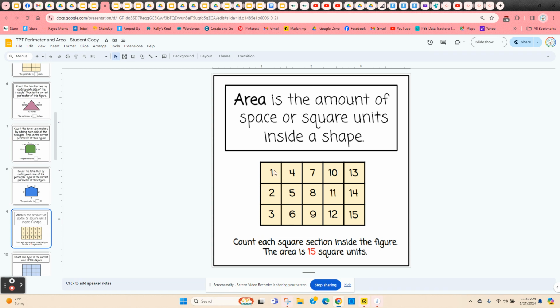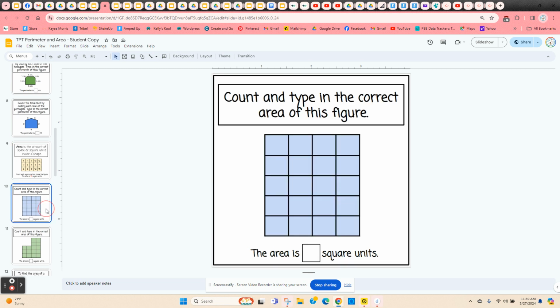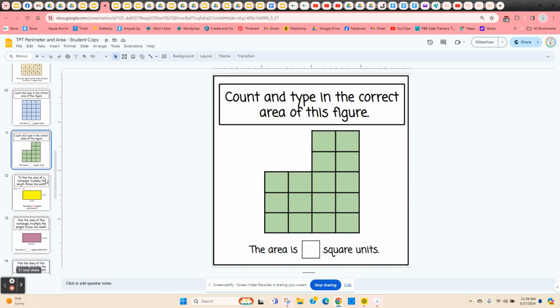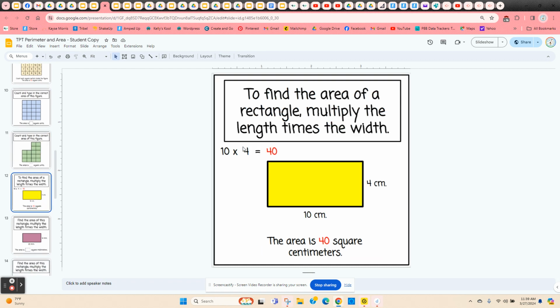So this time the students are counting all the space inside. 1, 2, 3, 4, 5, 6, and so on. They're going to count the area of this figure and type in the answer. This figure. And then when they don't have the squares to count, then they're just going to multiply for a rectangle the length times the width.